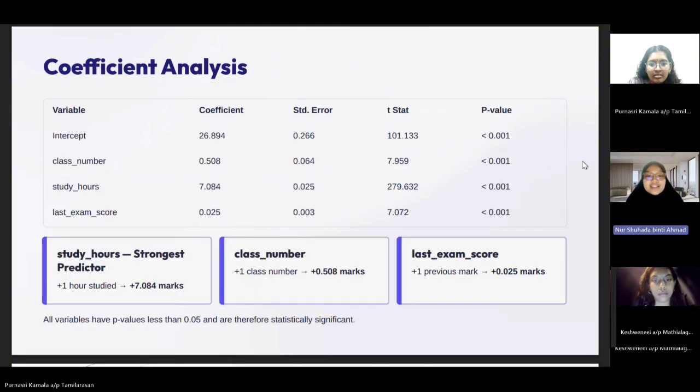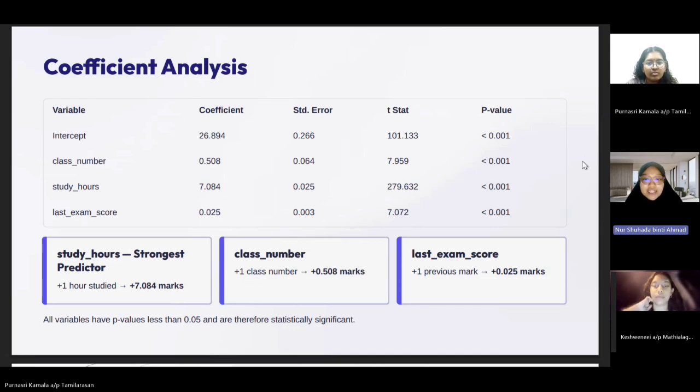Thank you, Purnasri. So next is coefficient analysis. Next, we analyze the regression coefficients and their significance. For class number, the coefficient is 0.508. This means that for every 1 unit increase in class number, the predicted examination score increases by approximately 0.508 marks. For study hours, the coefficient is 7.084.